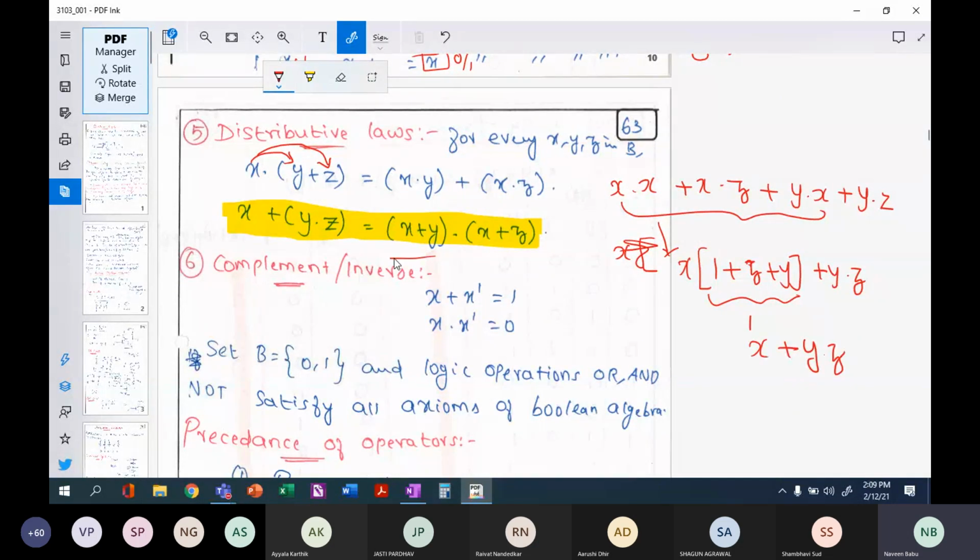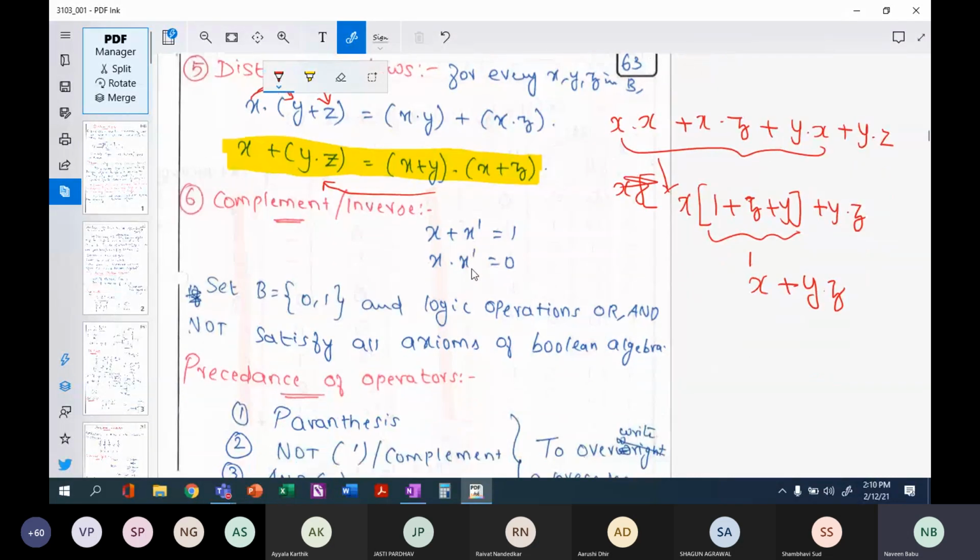Now the complement identity, or inverse identity, is: you take a variable and OR it with its complement, and the output will always be 1. You AND the variable and its complement, and it will always be 0. So the logical operators, as mentioned here for the set B, if it is 0 and 1, and the logical operators OR and AND, they do not satisfy all axioms of Boolean algebra.